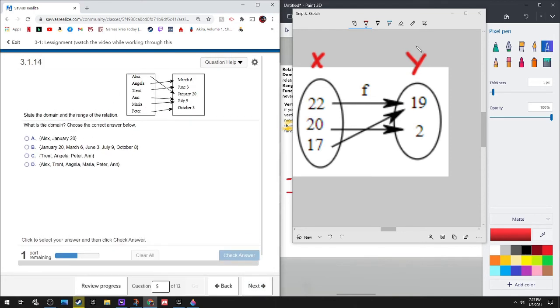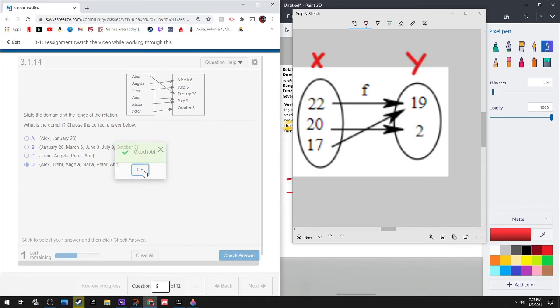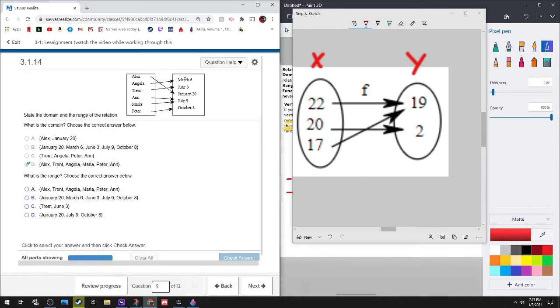What's the domain of this? Well, domain is just going to be our x's: Alex, Angela, Trent, Anne, Maria, and Peter. All the names, right? And then what's the range? It's going to be all the dates. So this one looks like it's all of them.